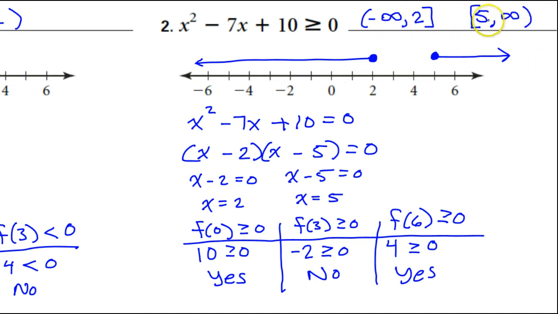Now, whenever your solution is in two parts like this, you're going to connect them with a union symbol, a big old U, to join them together as one. So this is the solution to problem number 2.